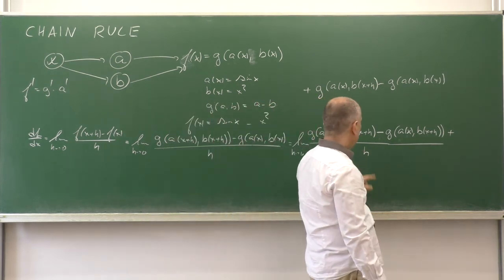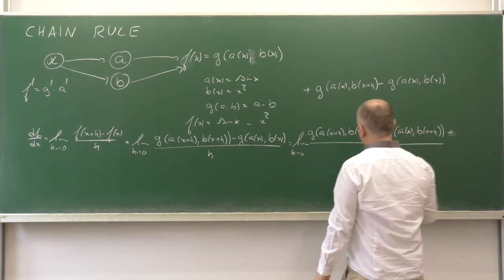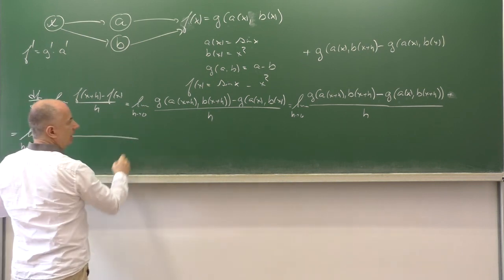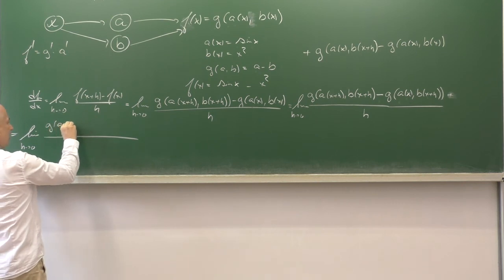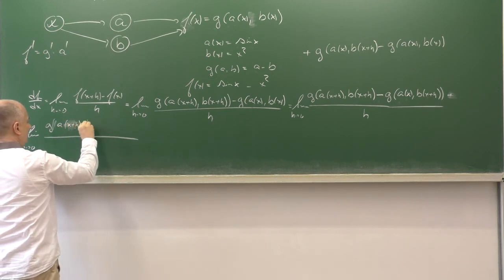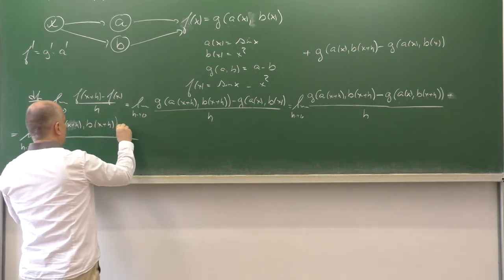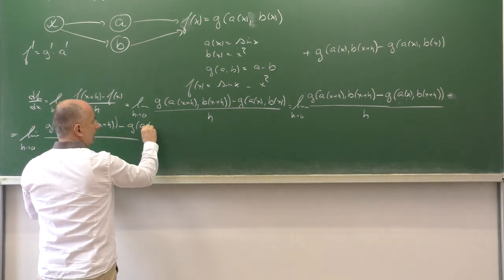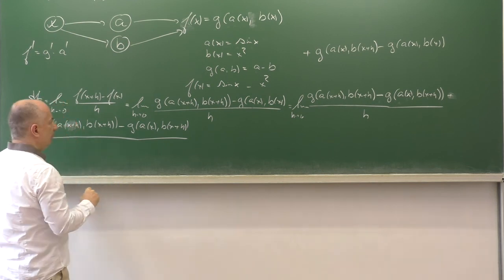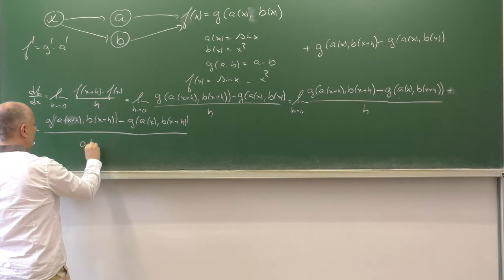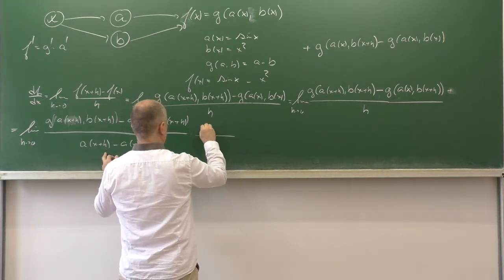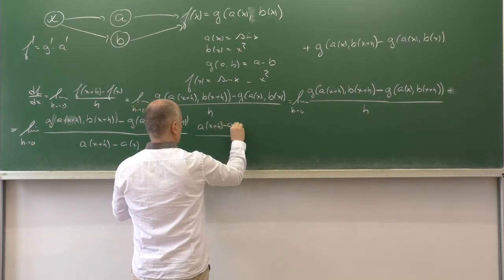Now, when we multiply this fraction, I'll write it here. So we have the limit for h going to 0, and we have g at a(x plus h), b(x plus h), minus g at a(x) alone, b(x plus h). And now I divide and multiply by the following term: a(x plus h) minus a(x), times the fraction a(x plus h) minus a(x) divided by h.